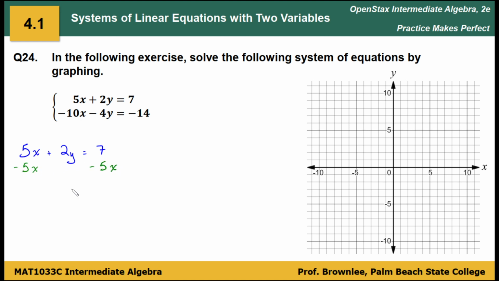So we'll subtract 5x from both sides. That disappears, leaves us with 2y on the left is equal to negative 5x plus 7. And then, of course, last thing we're going to do here to get the y all by itself is to divide everything by 2. So that gives us a final equation of y equals negative 5 halves x plus 7 halves. All right, fair enough.